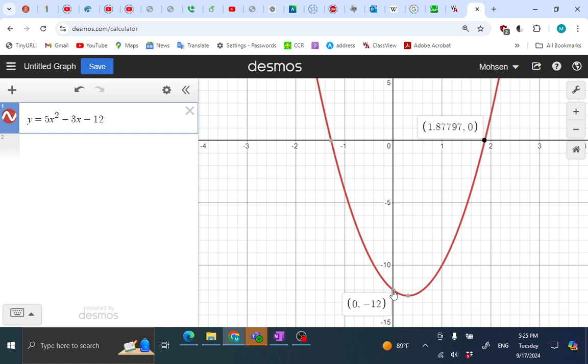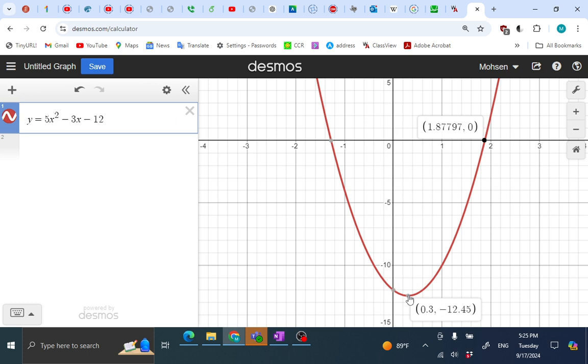Parabolas have lots of other interesting points as well. One of them is the so-called vertex. What's a vertex of a parabola? Well, the tip of the parabola, the point that is either closest or the furthest from the x-axis. That's the point where it turns around.